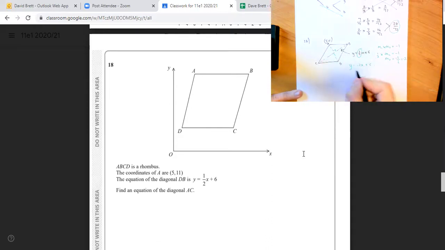It goes through the point 5, 11. So when x is 5, y is 11. So 11 equals minus 2 lots of 5 plus C. So add the 10 over, 21 equals C. So the equation of the diagonal AC is y equals minus 2x plus 21. Okay, so what's the next question?